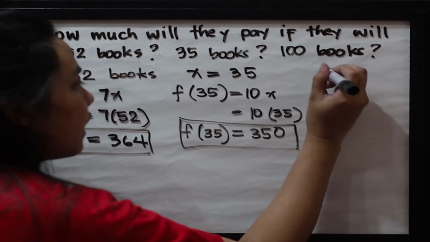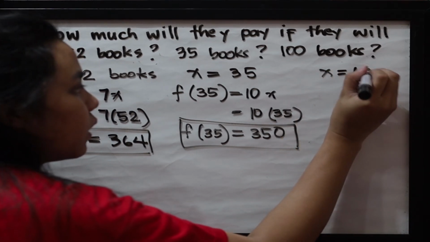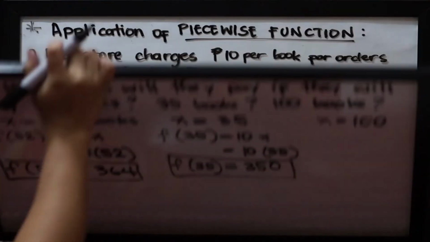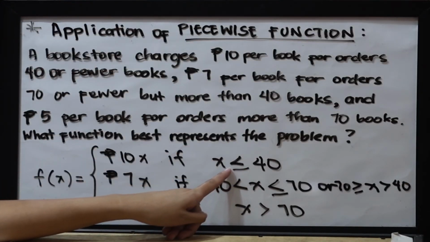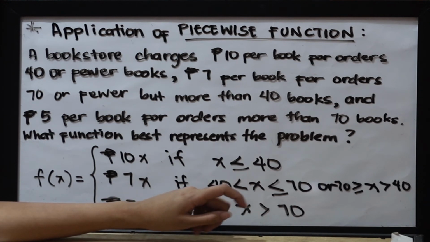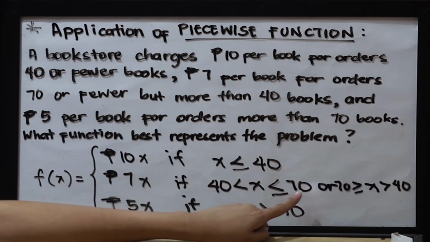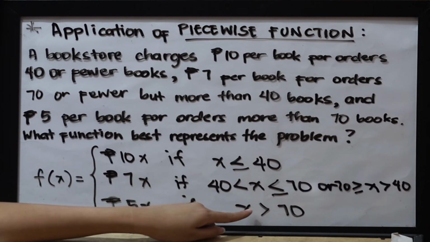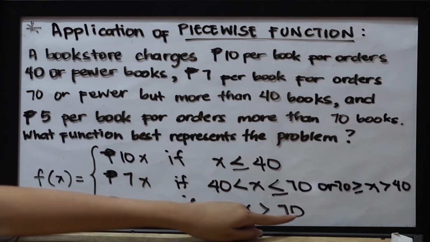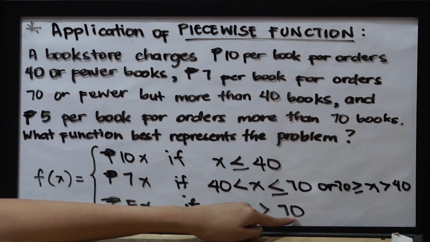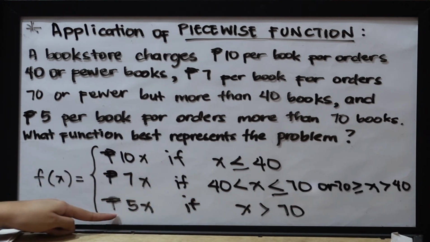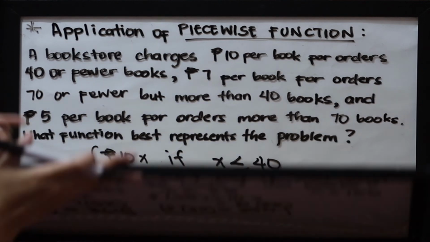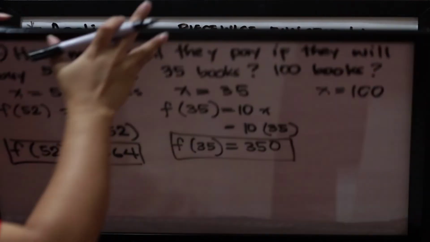Next, what if x is equal to 100? Is 100 less than or equal to 40? No. Is 100 between 40 and 70? No. But 100 is greater than 70, so it satisfies the third condition. So, we have to use the third function, which is 5x.